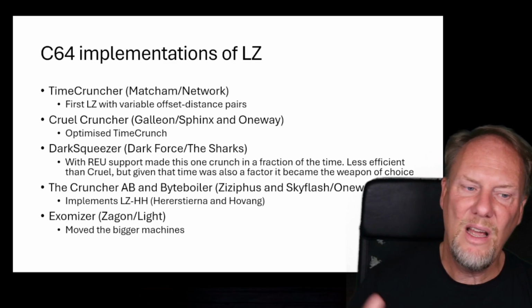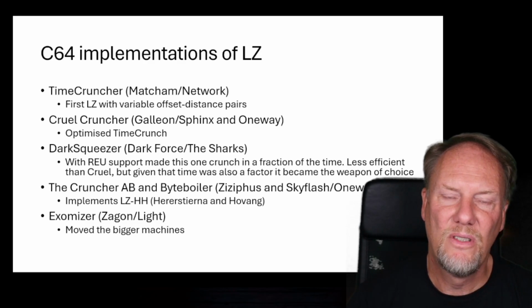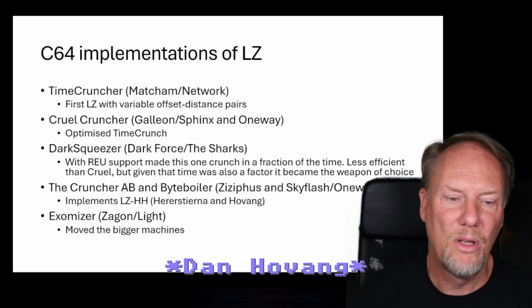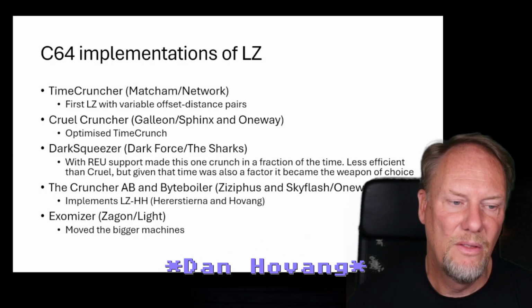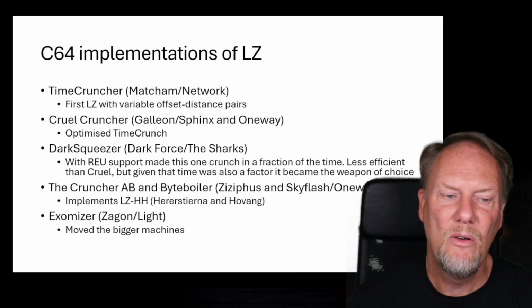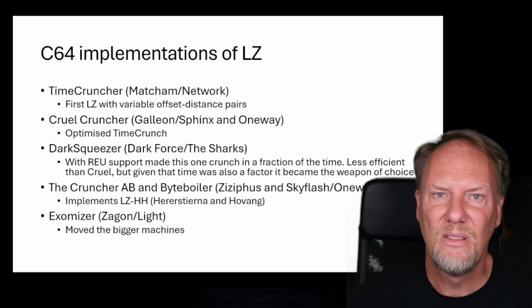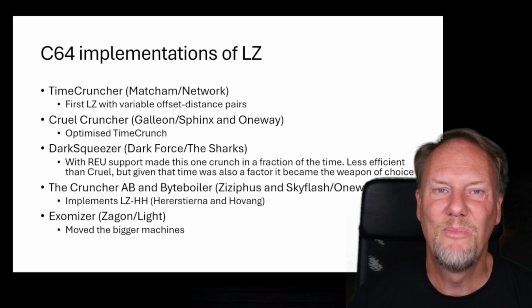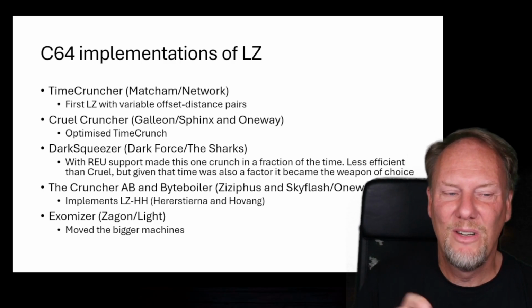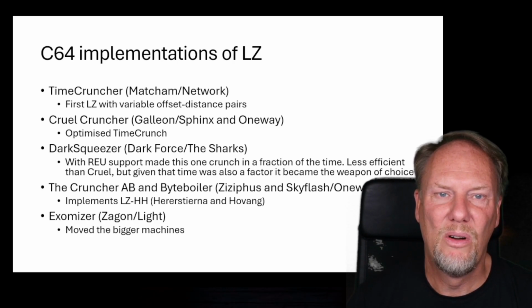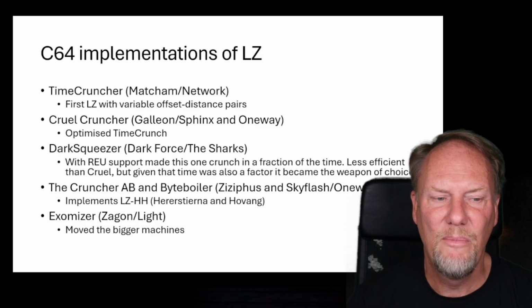The next step was Sisyphus and Skyflash, Fredrik Hederstjärna and Dav Hovang. They implemented the Cruncher AB or the AB Cruncher. It was expressed both ways. If you look at CSDB, you will find both names, AB Cruncher and the Cruncher AB. And then also Byte Boiler. And to be honest, I'm not really sure which is the better of those.